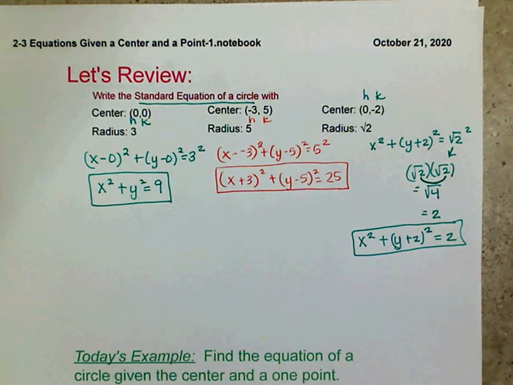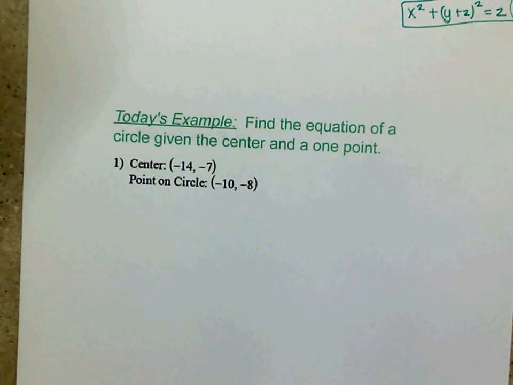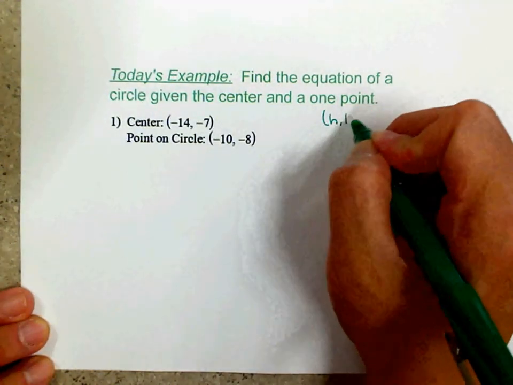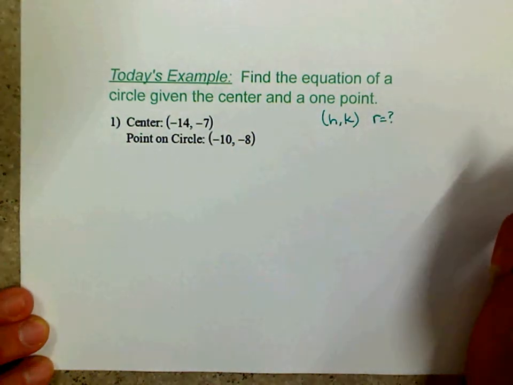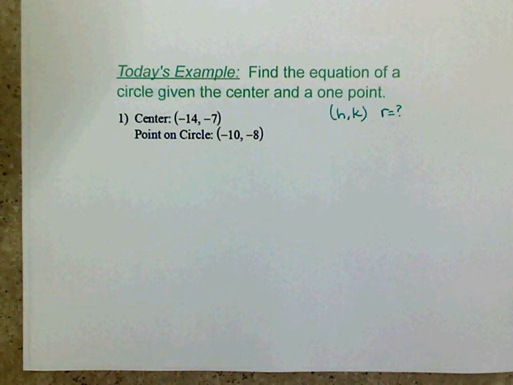All right, let's look at today's work, what we are doing today. So in today's lesson, remember the three things you need. You need an h, you need a k, and you need your r. All right? If you look at this right here, I am going to do a graph for you, just so you can kind of see the graph. And we'll kind of estimate.